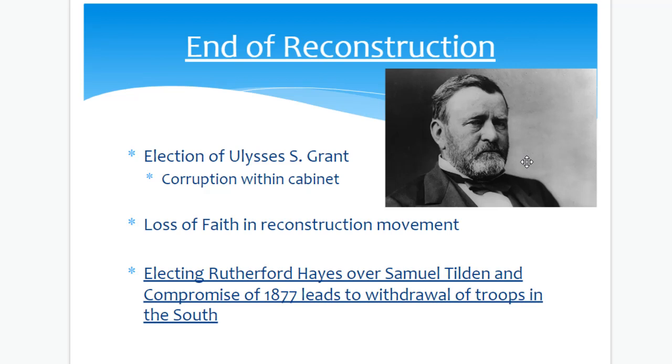But the end of Reconstruction is going to come from the election of Ulysses S. Grant. And it's going to come because of a lot of different things. The loss of faith in the Reconstruction movement, the electing of Hayes over Tilden, and the Compromise of 1877 leads to the withdrawal of troops in the South, and it's going to change the way we look at things. So even though we were upset with the South, the federal government tried to incorporate them into the planning of fixing the nation, because the only way you could truly repair what was happening was to bring both sides together, whether you were happy or not.